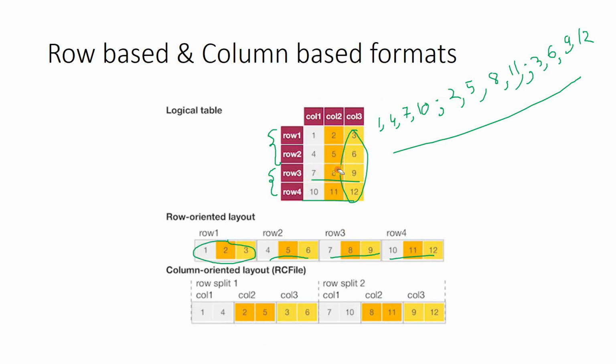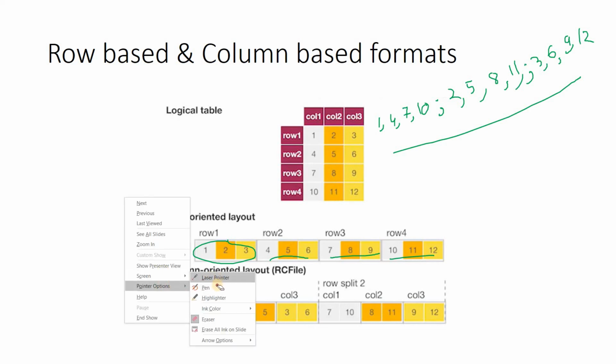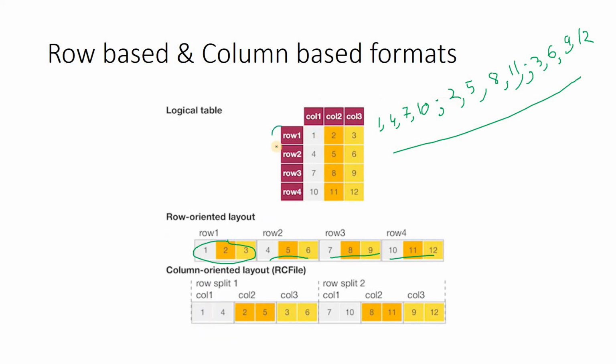So first let me erase all this. Okay, right. What I told you is that the first two values will be grouped together, and the next two values will be grouped together. So you just see this particular column oriented storage layout. It is called row split 1, so on row level we have split it into small partitions. In row split 1 we are considering the first two rows, row 1 and row 2, and only on this row split we will apply the column oriented layout.